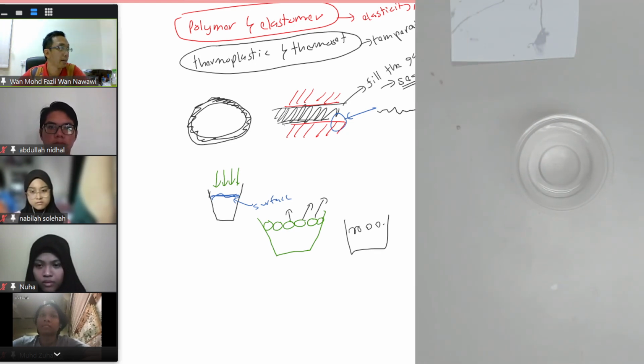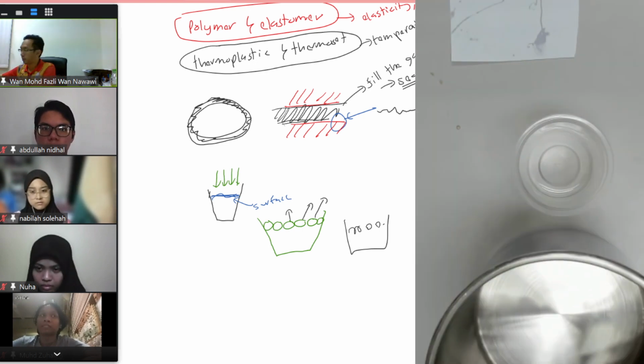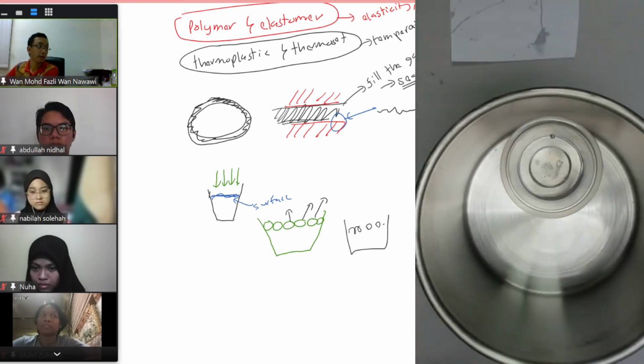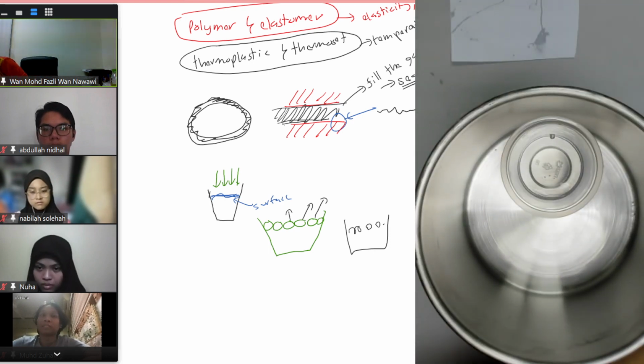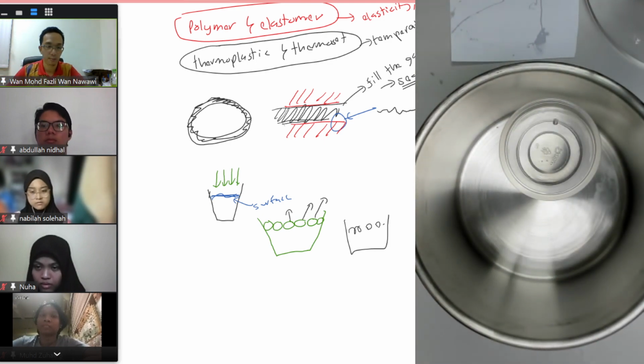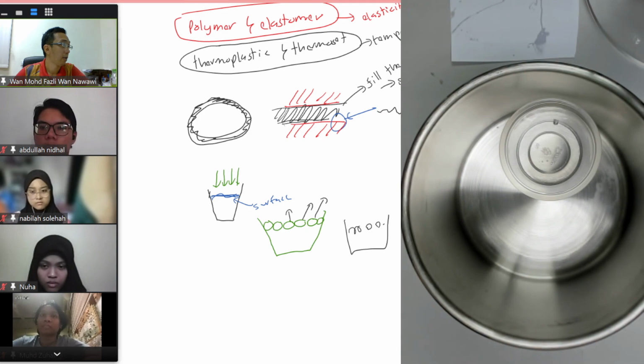Let me make it bigger like that. Okay. If I put into the vacuum chamber, let's say I have this thing, and then I put this water here, and then I put the lid. Let's say this. Okay, so I want to close this thing.